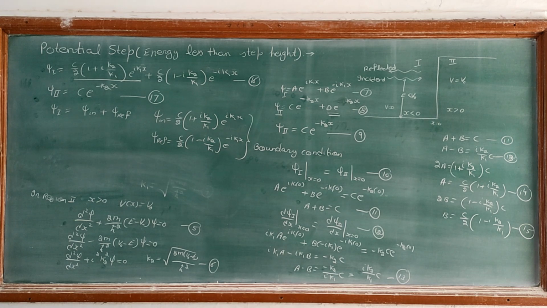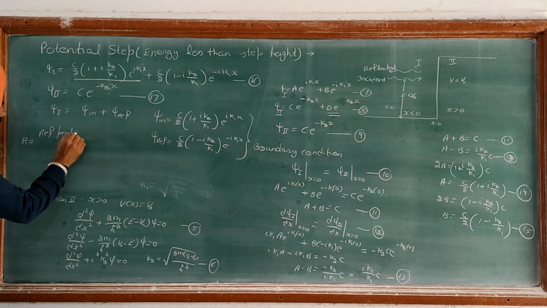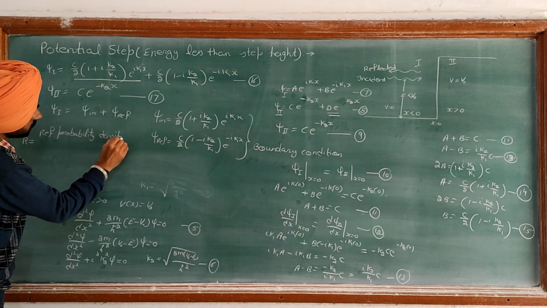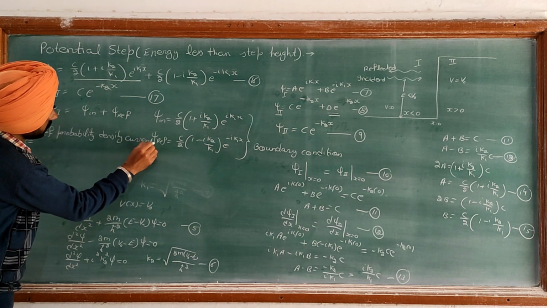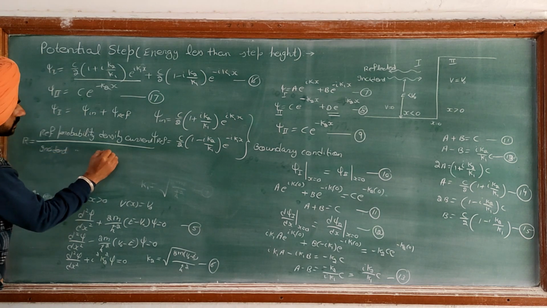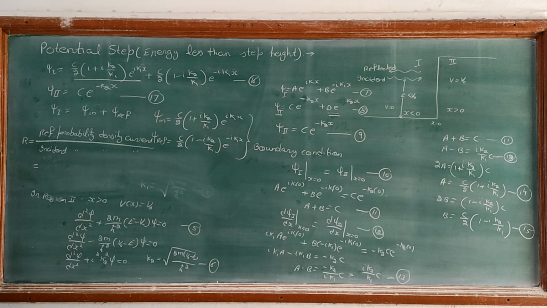So we will find out the reflection coefficient R. By definition, the reflection coefficient R is the reflected probability density current divided by the incident probability density current. Now you know from our previous lecture what the probability density current is: velocity into psi star psi. Now we are looking at the reflected probability density current.